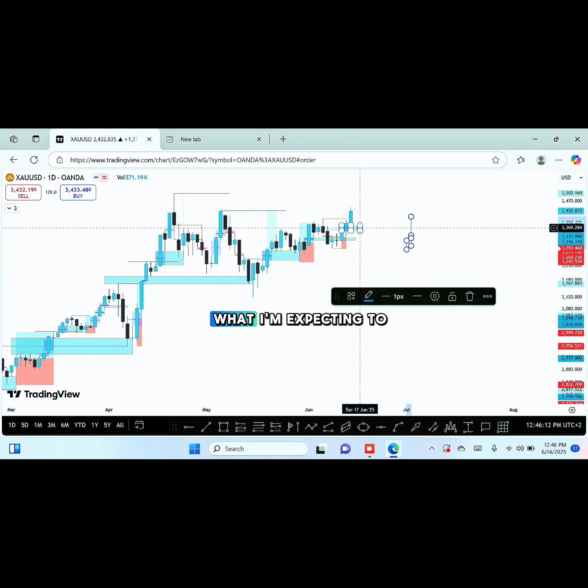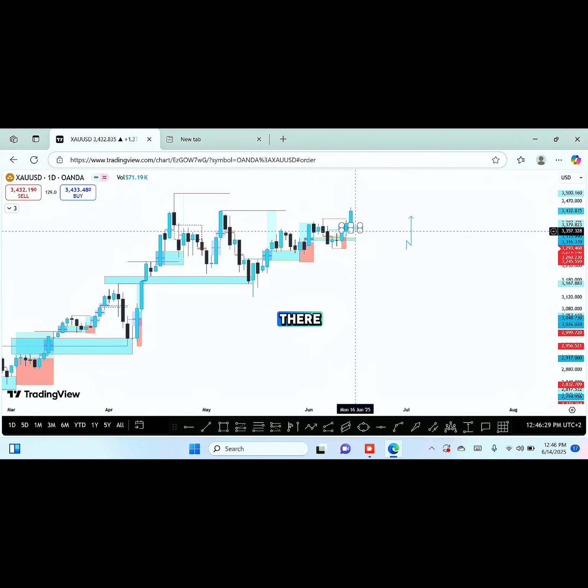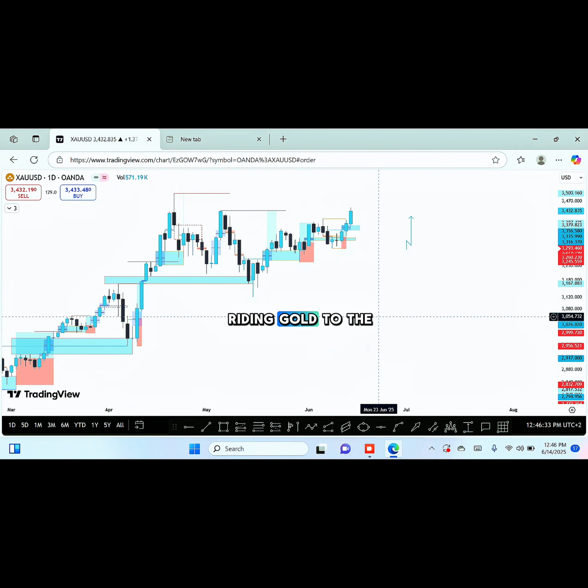What I'm expecting to see here is price coming into this particular daily fair value gap, and then looking at a price action that I will use to continue longing gold to the upside. And that is what I'm expecting to see on the next trade: price visiting this daily fair value gap that I just marked there, and then giving me a 1 hour time frame price action to continue riding gold to the upside. And as we all know, we are still bullish on gold.